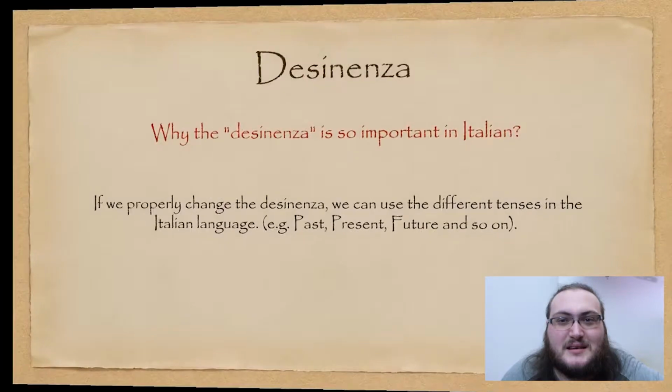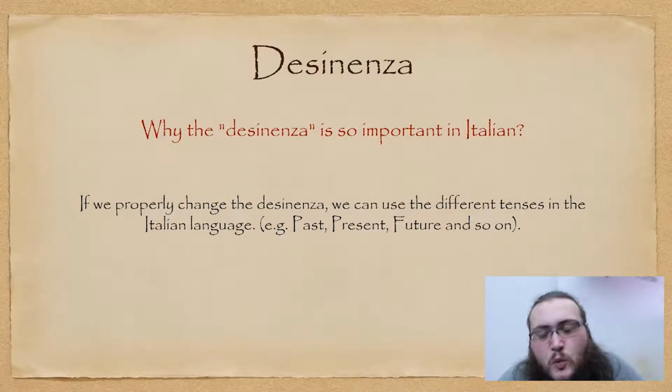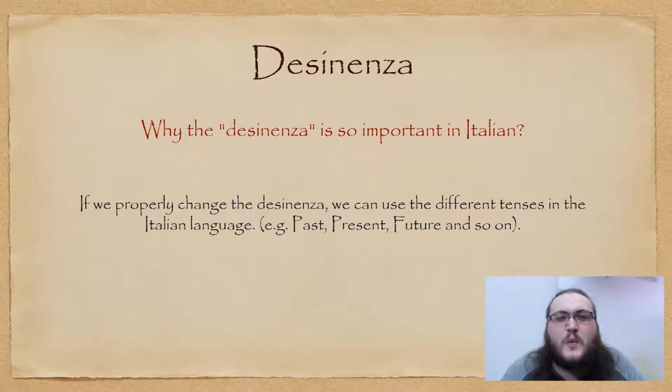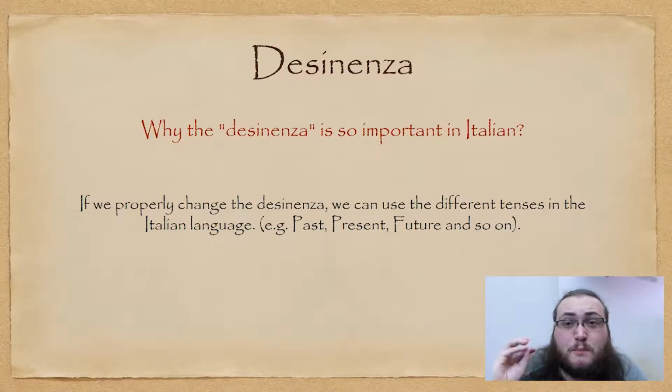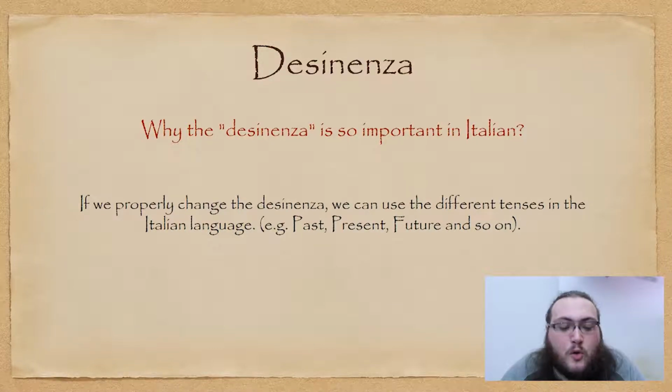Why is the desinenza so important? Why do I give the desinenza so much importance? Because if we properly change the desinenza of the verb, we can talk in different tenses in Italian. We can talk in the past, in the future, in the present, just by changing the desinenza of the verb. So it's very, very important.